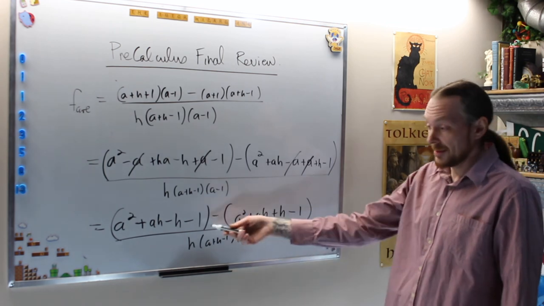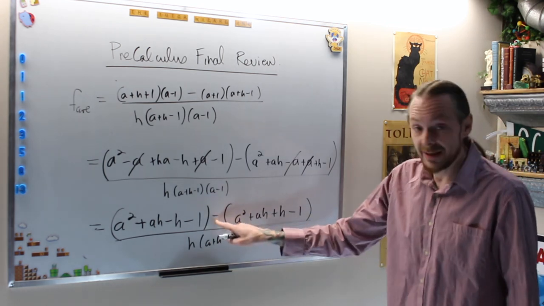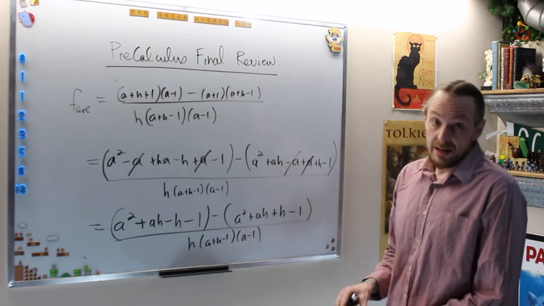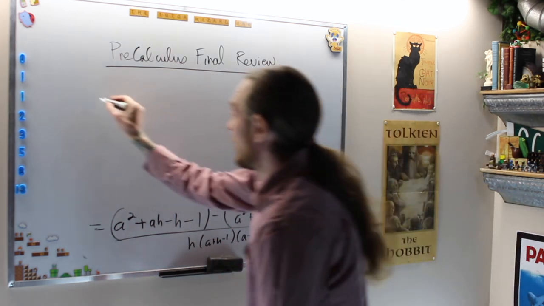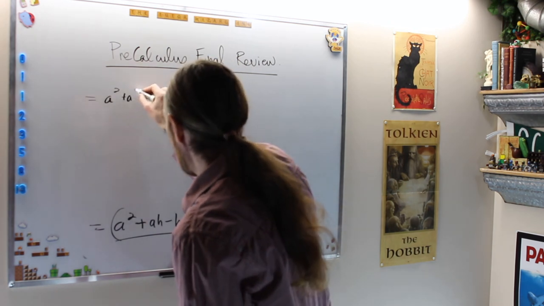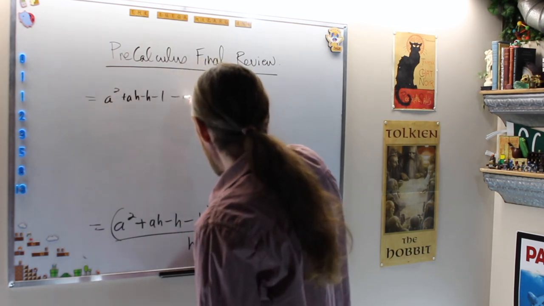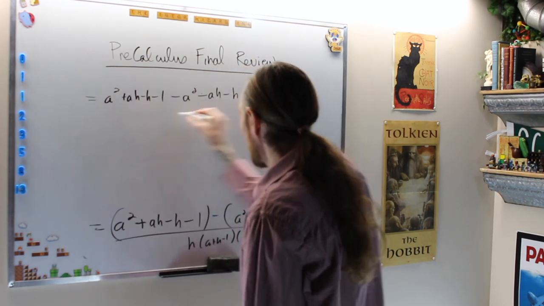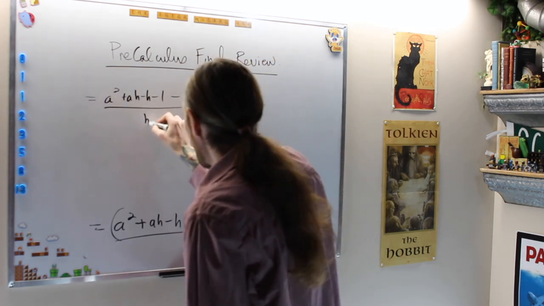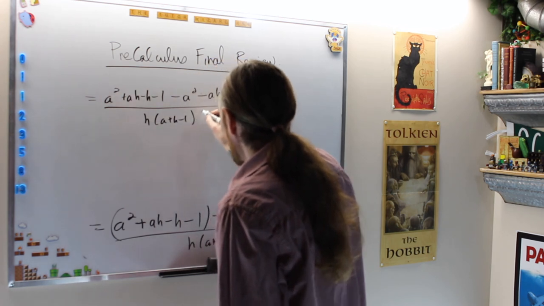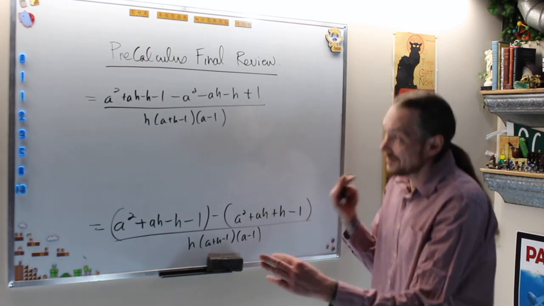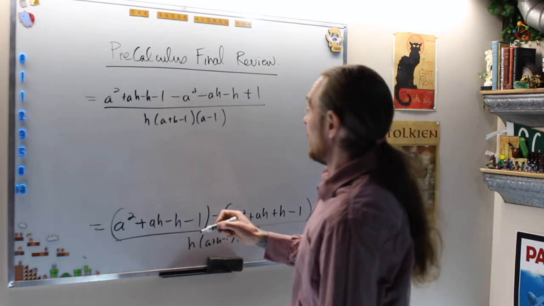I can erase the top. Let's simplify this a little bit more. Now the negative distributes onto every single one, remember? I'll write that out. This becomes a squared plus ah minus h minus 1 minus a squared minus ah minus h plus 1 all over h a plus h minus 1 a minus 1. Now this is the gratifying part where everything cancel, cancel, cancel. So what did we get?